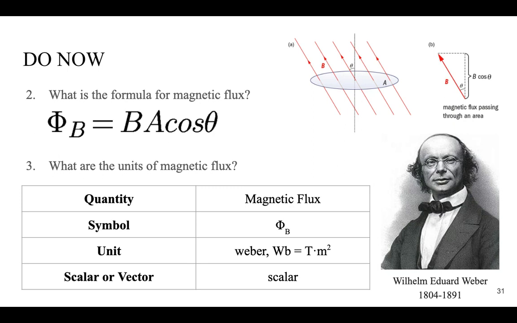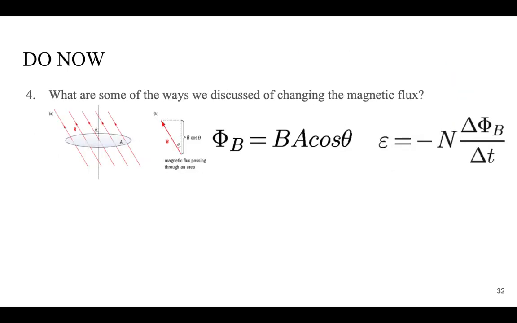So magnetic flux, its symbol is phi sub B. Its unit is the Weber, which is equivalent to a Tesla times a meter squared, because it's a magnetic field times an area. And it is a scalar. Direction is going to be important in these problems, but this quantity is actually a scalar. So what are some of the ways we discussed of changing the magnetic flux?